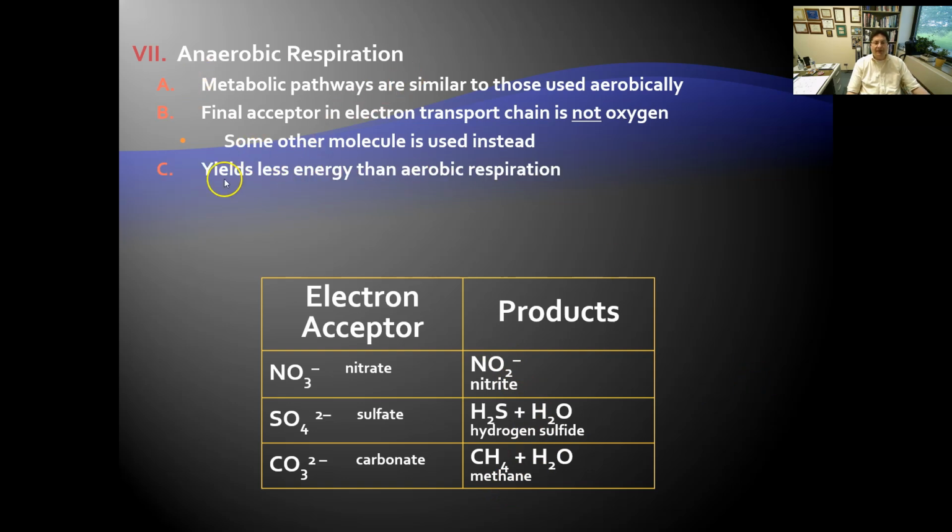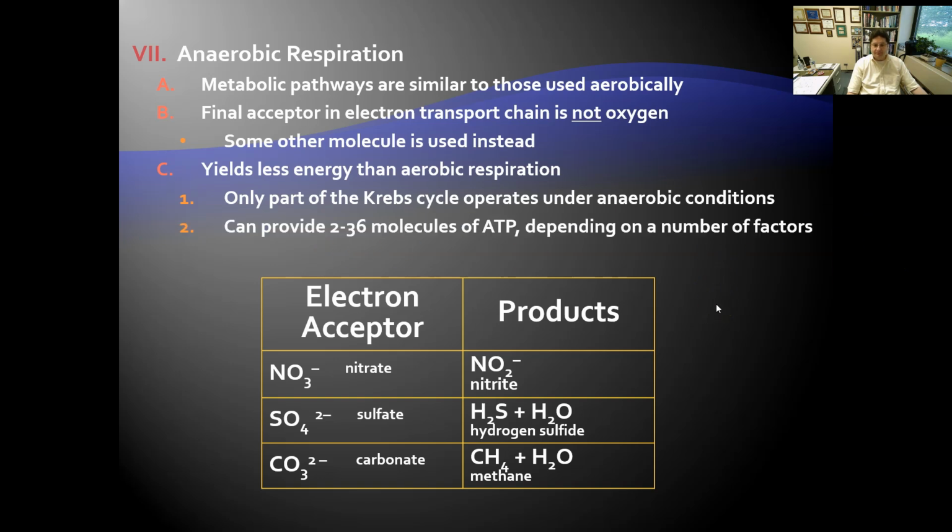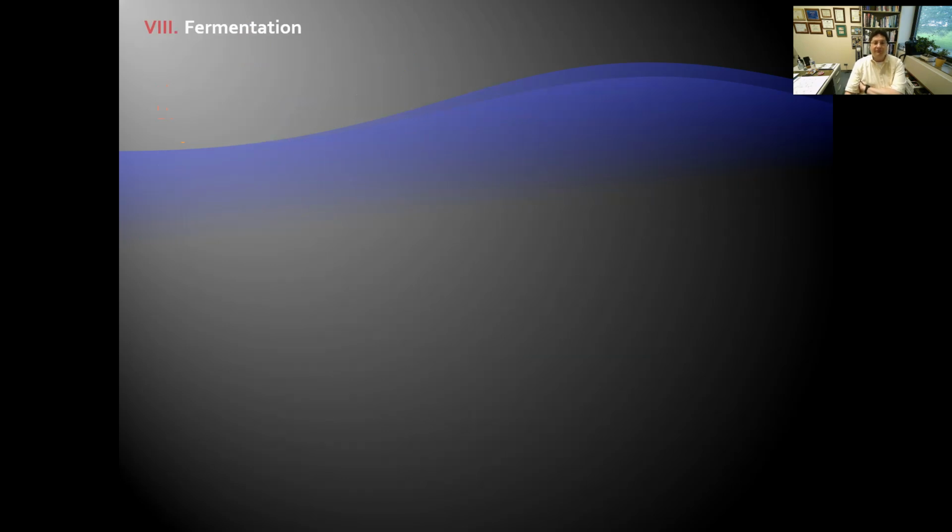Anaerobic respiration yields less energy than aerobic respiration because only part of the Krebs cycle operates without oxygen. That being said, it can be fairly efficient. It can provide an additional 2 to 36 molecules of ATP, depending on a whole host of factors. Still other microbes might not use anaerobic respiration or aerobic cellular respiration. They might use fermentation.